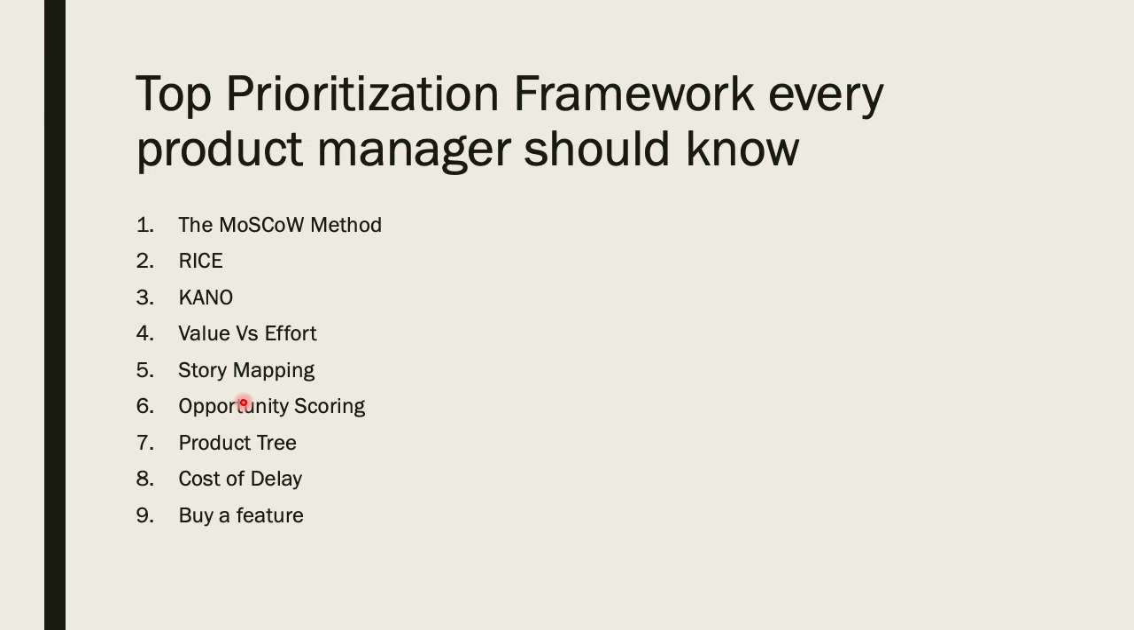This is important, and it's a very intuitive way to solve it. And these are the opportunity scoring model, then product tree, cost of delay, and buy-a-feature type of prioritization framework. And as part of the first installment, we'll be learning about the MoSCoW method.